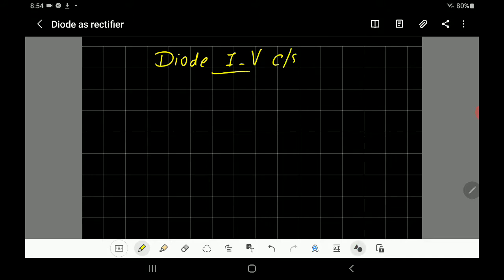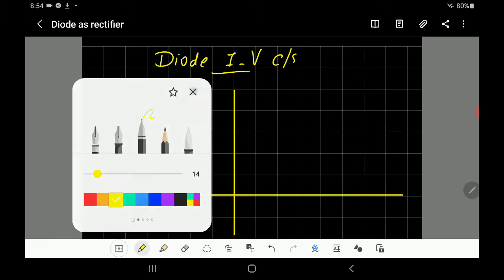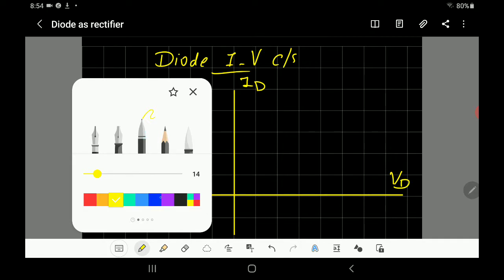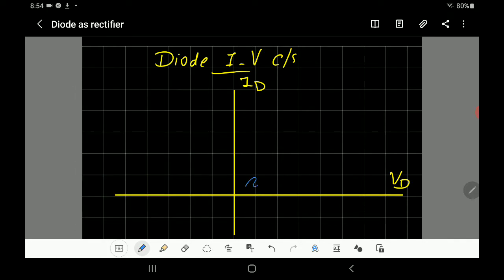To do that, we drew the two axes: one for the voltage across the diode, and the other for the current in the diode. We observe that when we increase the voltage from 0, it doesn't start to conduct until it reaches 0.7 volt. And at 0.7 volt, you start to see the current increasing rapidly.